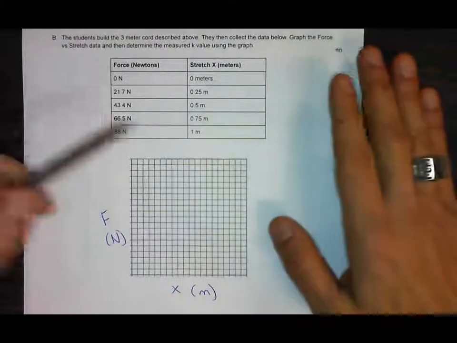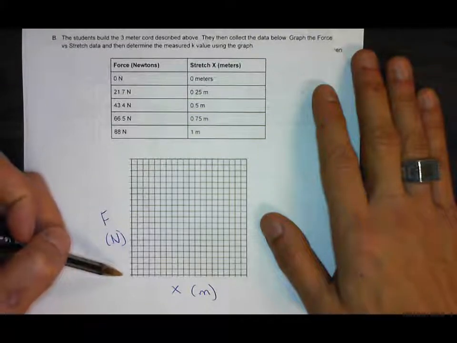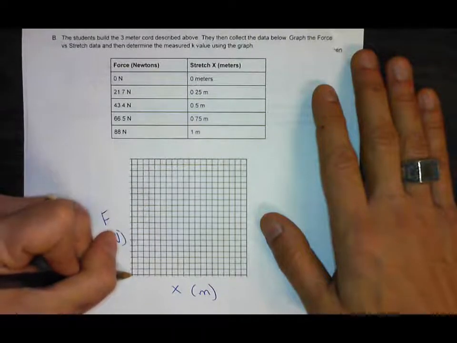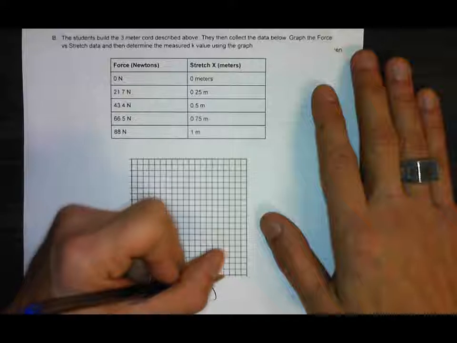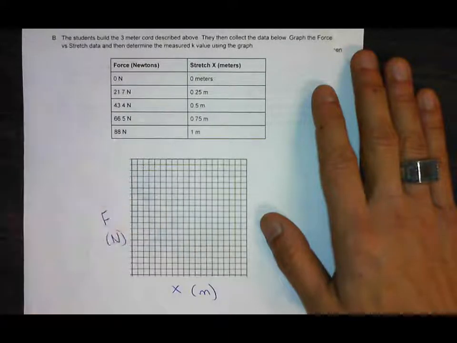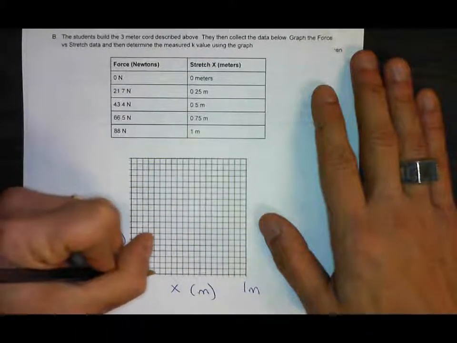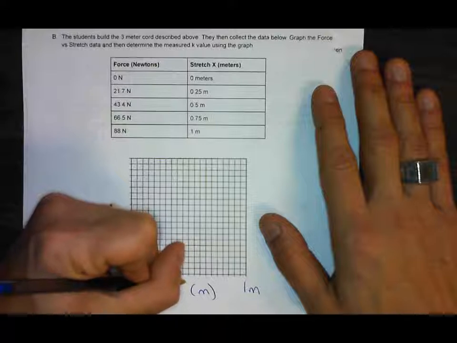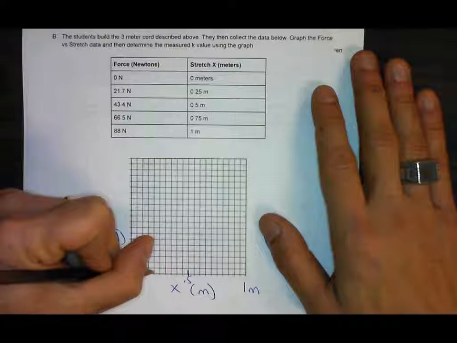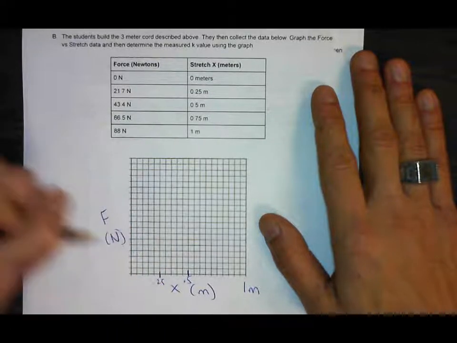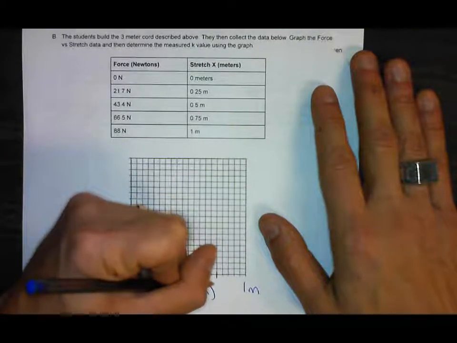And let's see, my x goes to 1. If I do this as maybe every, let's see, how many do I have here? 2, 4, 6, 8, 10, 12, 14, 16, 18, 20. If I do this as 1 meter, 2, 4, 6, 8, 10, this as 0.5 meters here, 2, 4, 5, this is 0.25. All right, so 1, 2, 3, 4, 5. So I'm just setting up my axes.